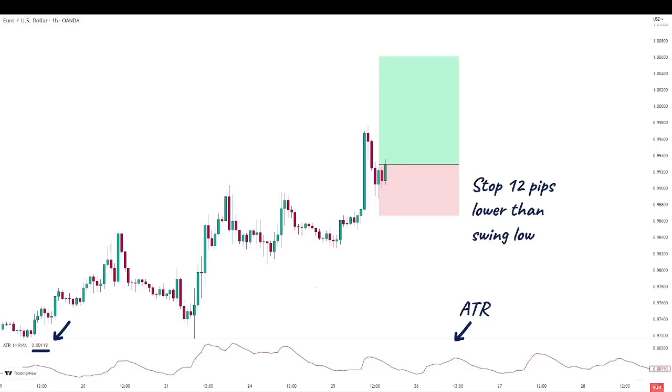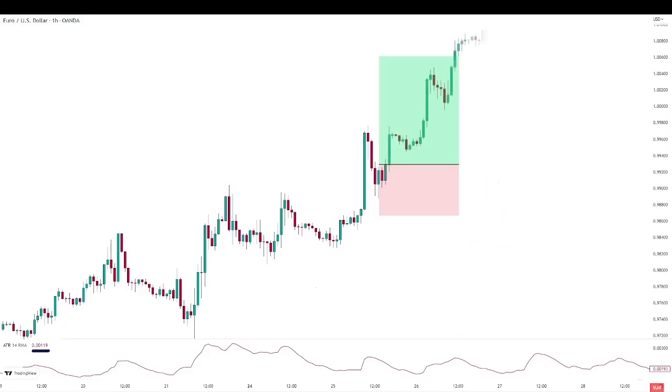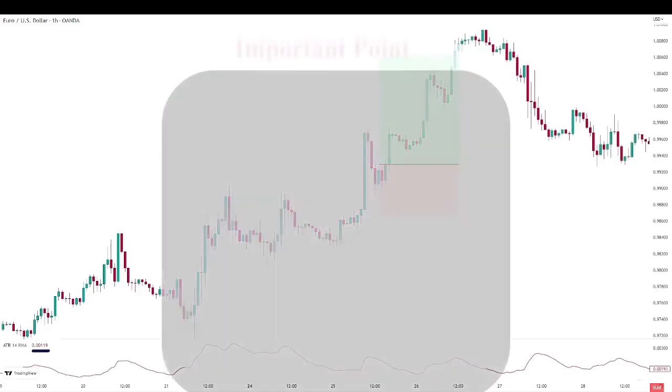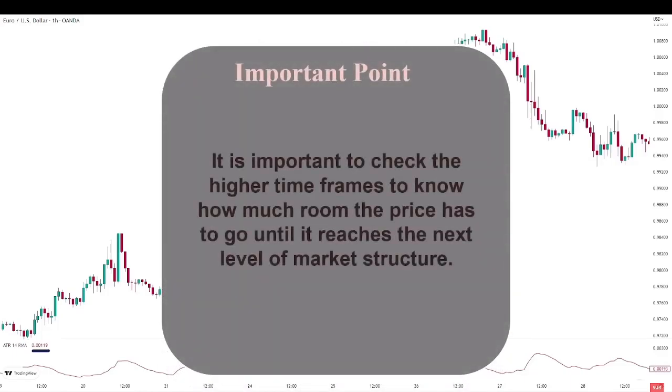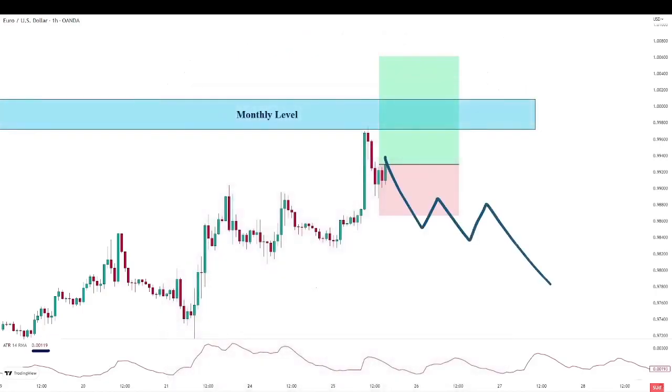For the first TP, you can make your trade break even by closing half of your position when the price reaches your 1 to 2 target. And for the second, you can target the next level of structure in front of the price. Here is an important point. It is important to check the higher time frames to know how much room the price has to go until it reaches the next level of market structure. For example, if we had a monthly zone in front of the price, it could easily shift to a head and shoulders pattern and lead to a major trend change.